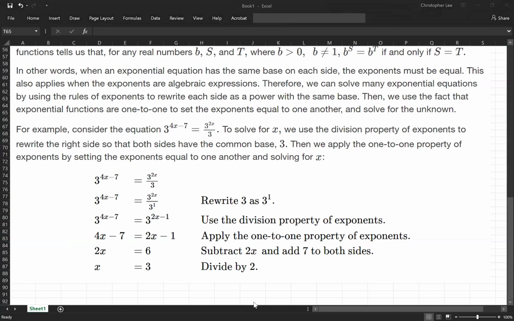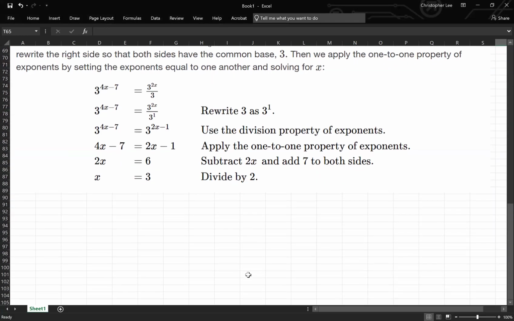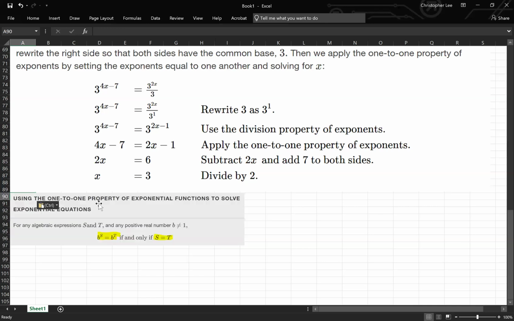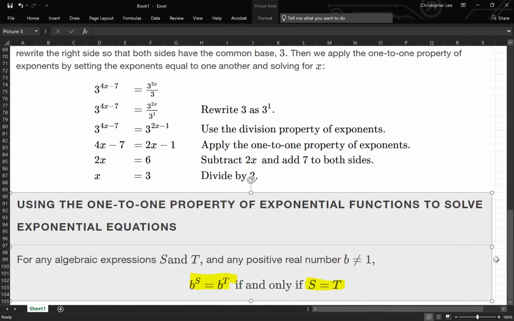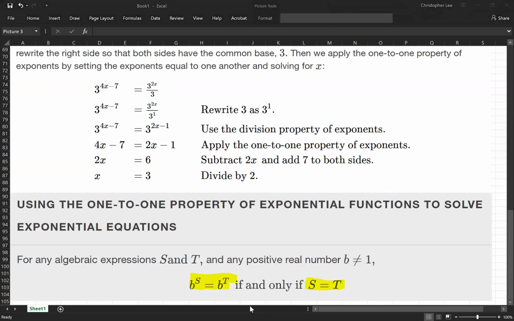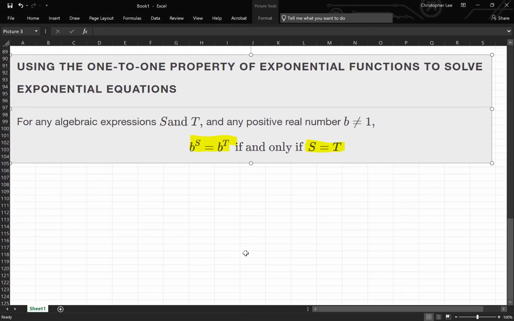Let me give you guys the theory real quick. Using the one-to-one property of exponential functions to solve exponential equations: for any algebraic expressions S and T and any positive real number b where b does not equal 1, b to the S power is equal to b to the T power if and only if the exponents are equal, S equals T. This is good stuff. It's also on your formula sheet in case y'all want to take a look. Just saying. In case you forget, it's all right there.